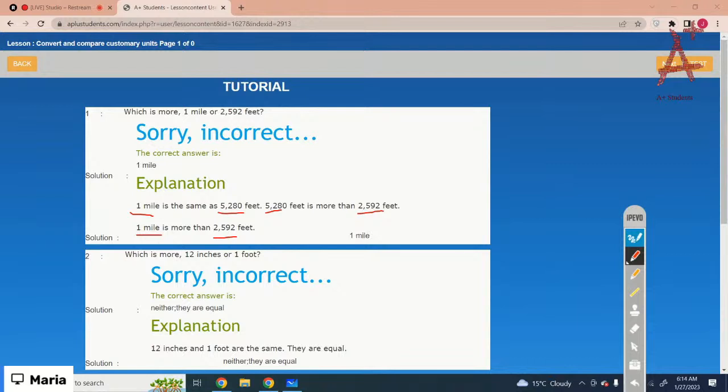Got it? Okay, the next one is which is more, 12 inches or 1 foot. So 1 foot equals 12 inches. Got it? That means they both are exactly equal. Because in 1 foot you have 12 inches. Got it?